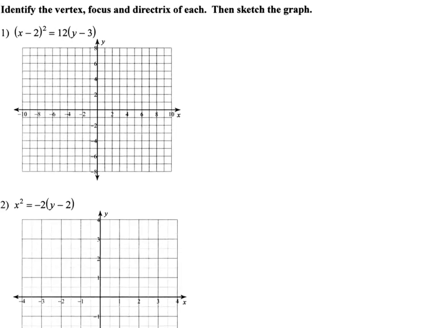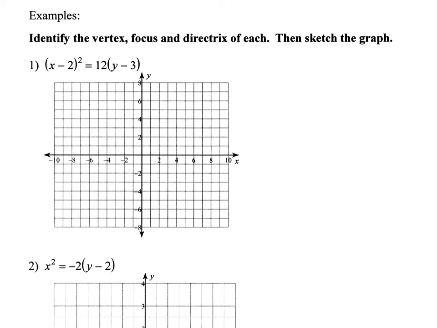So here are a few examples. We're given an equation here, and we want to identify the vertex, the focus, and the directrix, and then do a little sketch. Okay, so the vertex should be the easiest one. I'm just going to call it V. I'm going to call this F, and I'm going to call this directrix D.